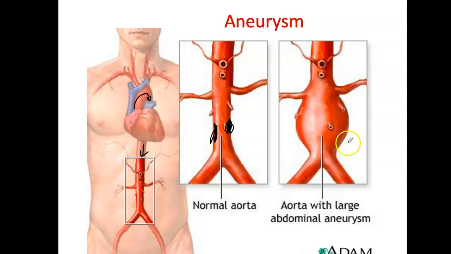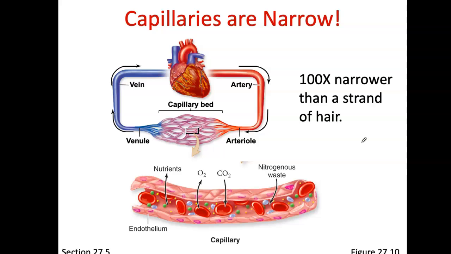Well, here, this one has ballooned out under the pressure of the blood. And this is not a good thing. This is an aneurysm that could potentially burst and have blood flowing out, and this is fatal. So this abdominal aneurysm is absolutely dangerous. So that's a little bit about arteries.